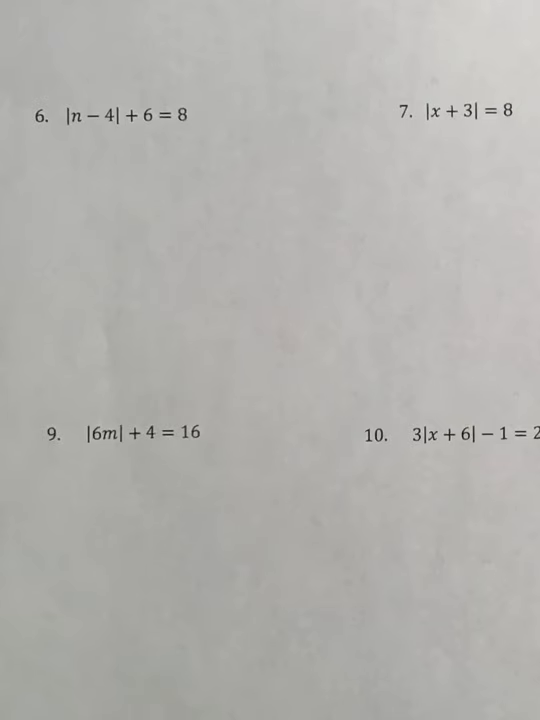So now let's look at number 6. Again, step 1, isolate the absolute value. So right now, don't we have an add 6 outside the absolute value? So don't we have to undo adding 6 by subtracting 6? And that leaves us the absolute value of n minus 4 equals 2.